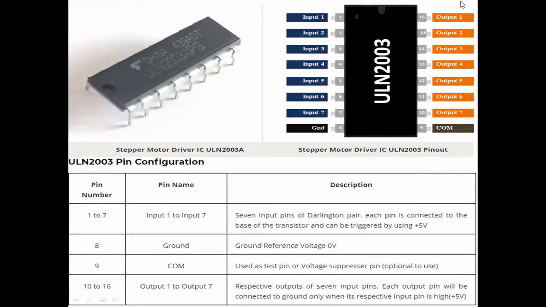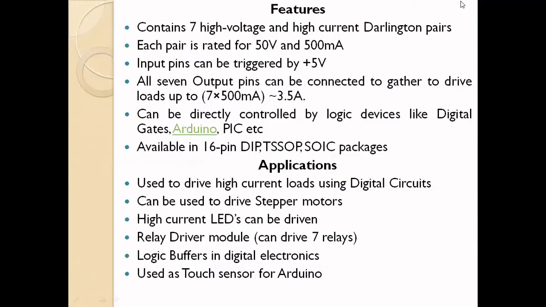Next, we can connect 7 inputs and 7 outputs. The microcontroller is connected to the input of the driver circuit, and a motor, LCD, relay or solenoid is connected to the output device. Next, we are going to see some features of the driver circuit.